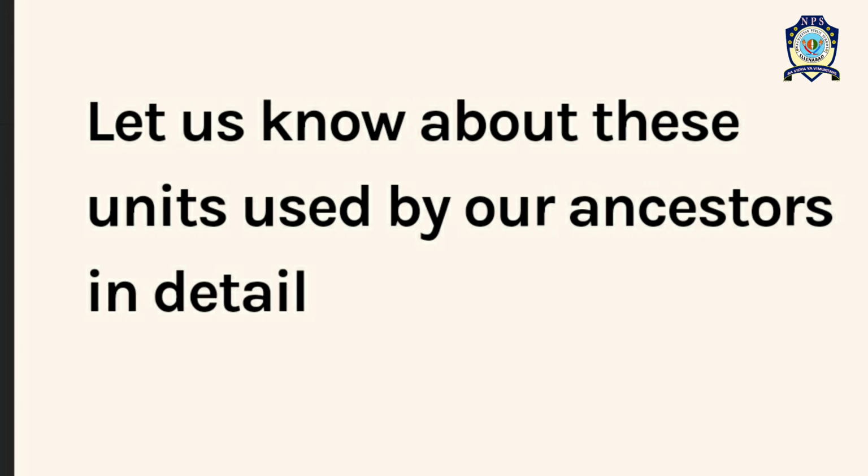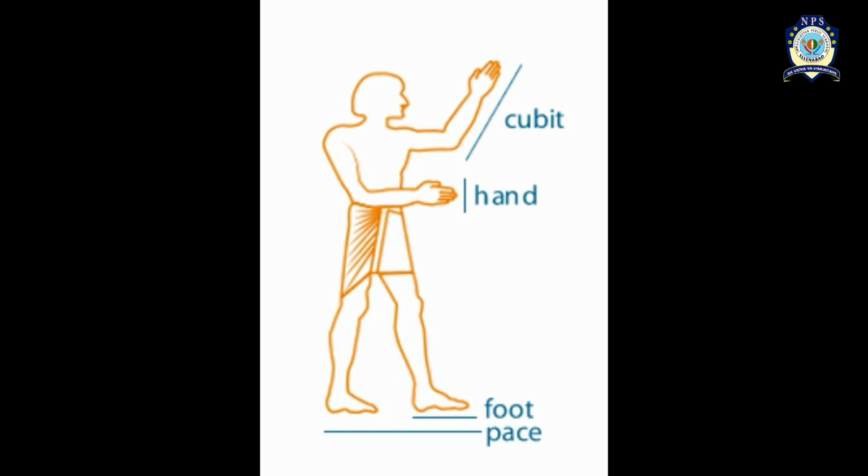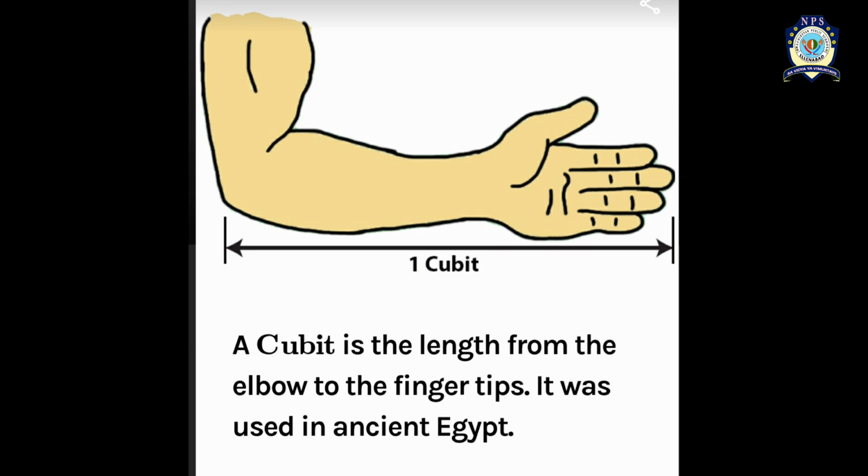So let's now know about these units used by our ancestors in detail. So let's have a look at the history of measurement. In the 3rd century, the Egyptian people used their body parts to determine the measurement of things. Some of the units are the span, palm, digit, foot, cubit and pace. So these are the basic units which were used by the ancestors. As you can see in this picture, a cubit is shown in a diagram clearly, hand is shown, foot is shown and pace is shown.